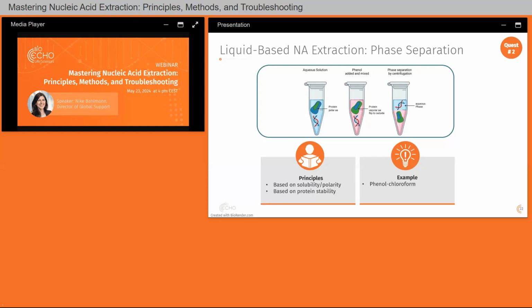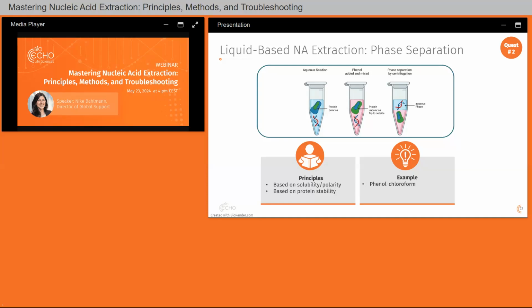Now what we need to do is separate the protein from our DNA. We don't want to have proteins in our eluate. So what we're going to do is add the phenol and mix it. What happens there is that proteins are very flexible. Usually they don't like to present their outsides in a medium which is kind of toxic for them.